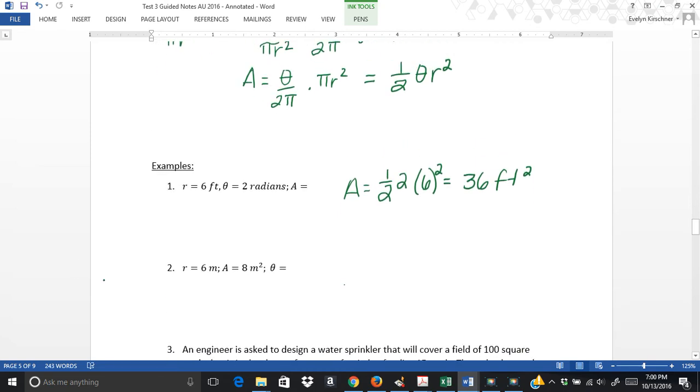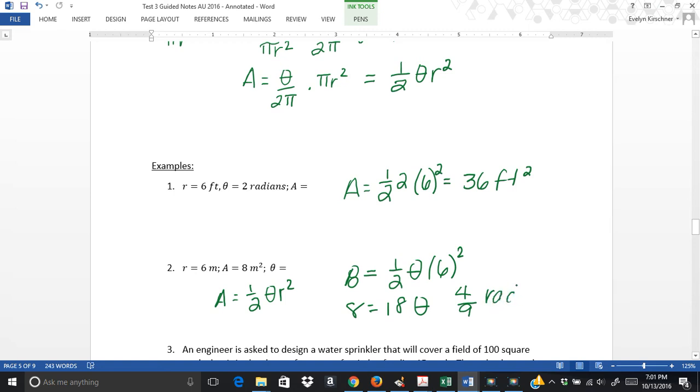I have another example. I have a radius of 6 and my area is 8. So I know that my area is 1/2 theta r squared. I'm looking for theta. So A, which is 8, equals 1/2 theta times 6 squared. So I have 8 equals 18 theta, which gives me 4/9 radians.